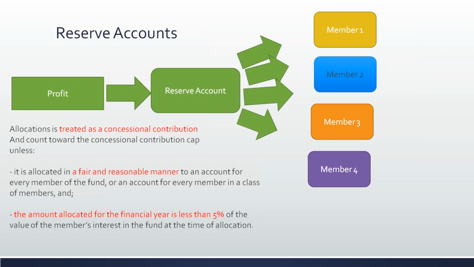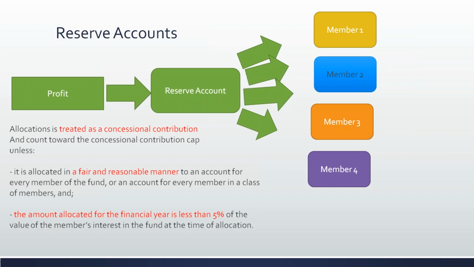Now, if you transfer from a reserve account to a member account, the rules are very simple, because the allocation otherwise will be counted as if it's a concessional contribution. So if you transfer less than 5% of the member balance, that is fine. Or if you allocate to all the members in a fair and reasonable manner, then it is fine. But if you do not do that, that is, if you favor one member more than the other member, then the amount which is higher will be considered as if it's a concessional contribution, and then it will be tested against the concessional contribution cap amount.